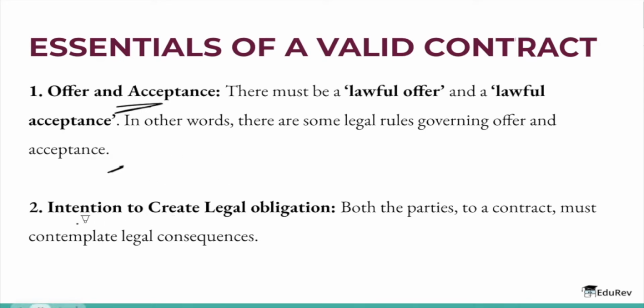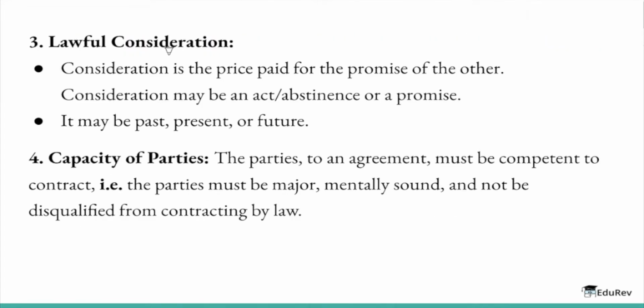Next is intention to create legal obligations. Both the parties to a contract must contemplate legal consequences. For example, a husband offering to take his wife out for a movie is not an agreement intended to create a legal relation. Next is lawful consideration. Consideration is the price paid for the promise to the other. Consideration may be an act, abstinence, or a promise. It may be past, present, or future.